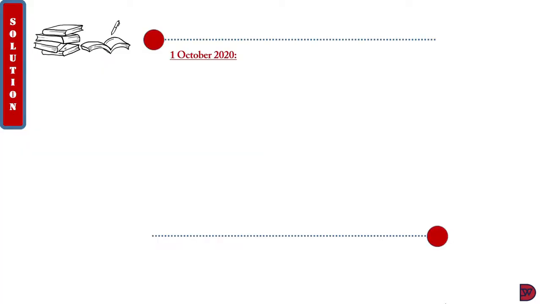When we come to the solution, on 1st October 2020, when the goods were purchased, we would have to debit purchases for $200,000. That is the cost of the goods of £100,000 converted into dollars at the spot rate of 0.5 pounds. Then we'll credit payables for $200,000.